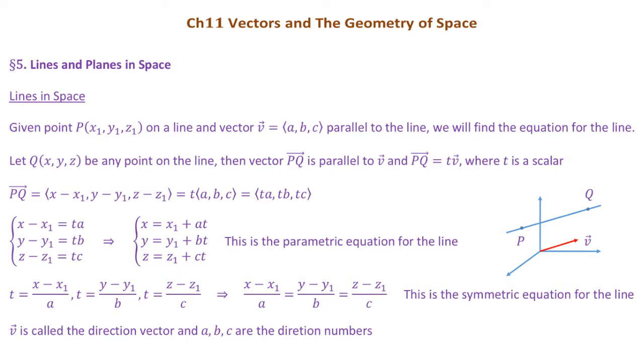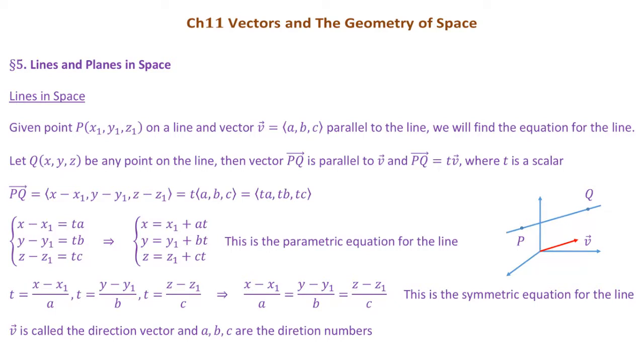We know this line is parallel to this vector v given in the problem, and the point P is on the line also. That's also given. So we need to find the equation for the line. That means for any point Q on the line with coordinates x, y, z, what's the equation those x, y, z have to satisfy in order to be on the line? That's what it means by the equation in 3D space.